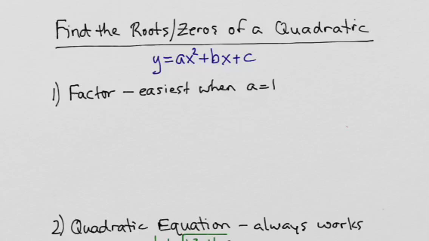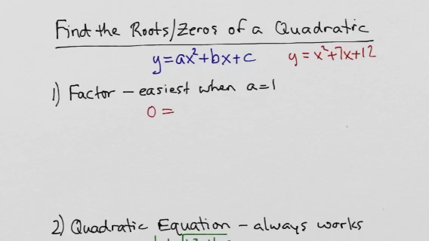All right, so one way to find the roots is to factor. And again, the roots are essentially the x-intercept, so that means set the y equal to 0, because you want to be at ground level. And then we want to factor. So let's go ahead and try a sample problem. So let's do y equals x squared plus 7x plus 12. Let's look at that one.